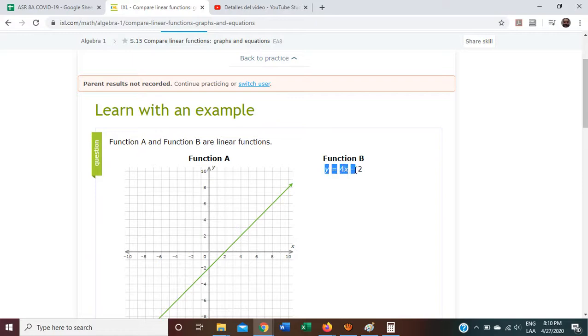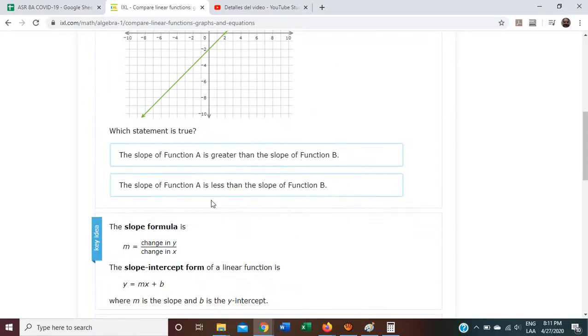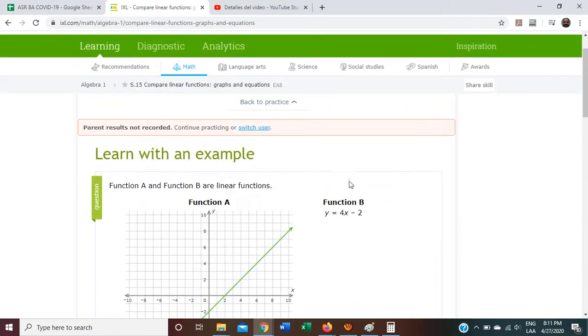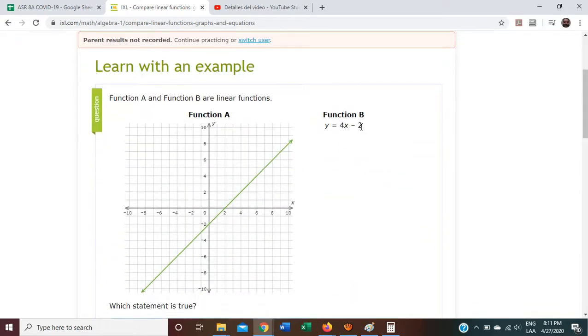So when you're given an equation, remember always this number, in this case number 4, this is going to be the slope. You don't have to do any operation, you don't have to do anything. This is the slope. What is the slope in this function? It's 4. What is the y-intercept in this function? It's 2. Okay, it explains it right here. Okay, in this equation it says that the m is the slope, and b is the y-intercept. So we can use this to get the slope and the y-intercept when you're given an equation.